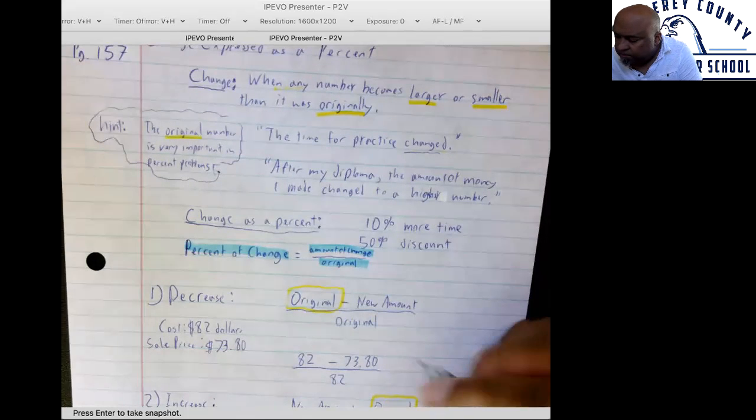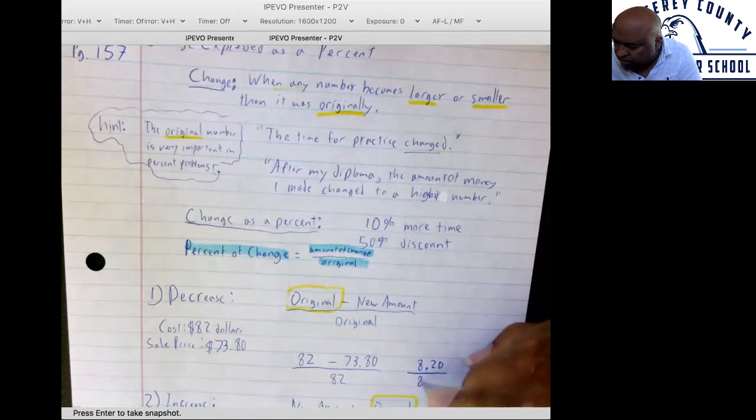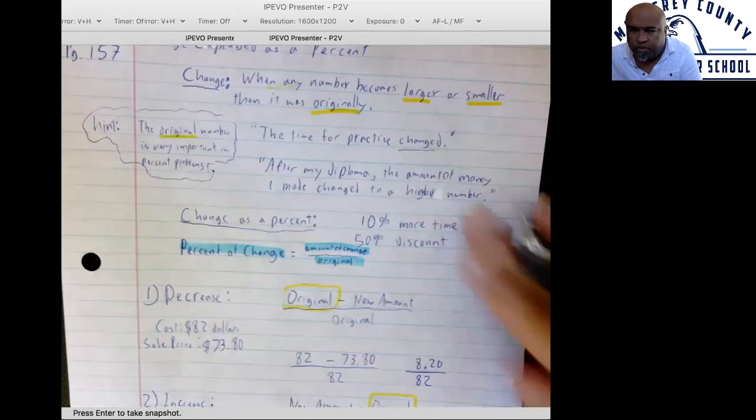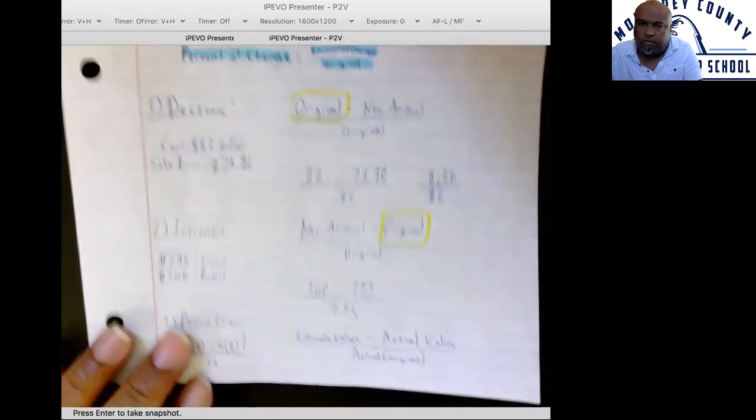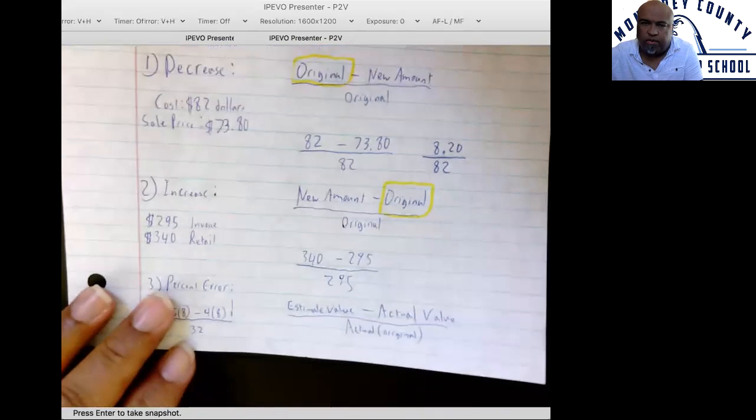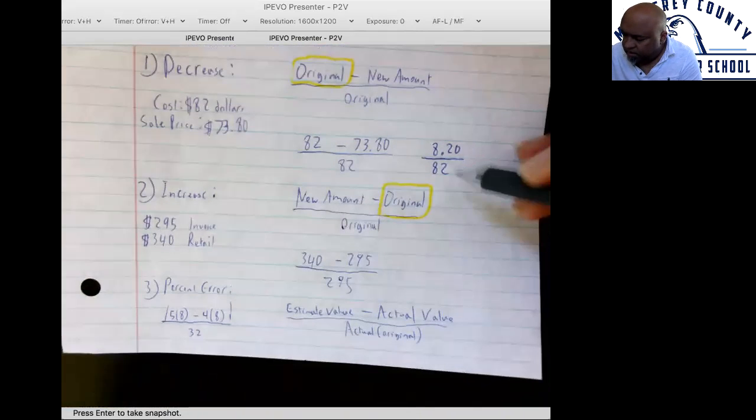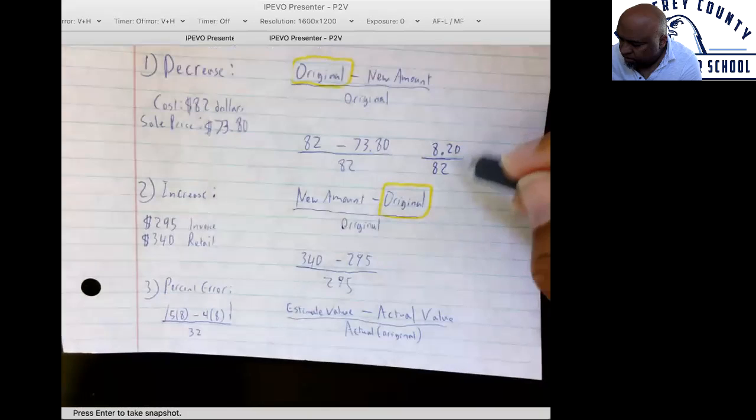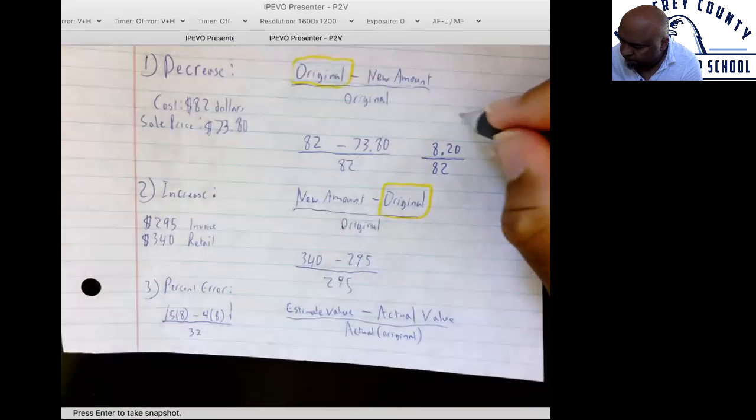Okay, now 73.80, if I take that away, I get $8.20. And I divide that by my original number. Okay. I'm just going to move this up on the page. I just realized how far down I was. Okay. So 8.2 divided by 82. I can do it this way.